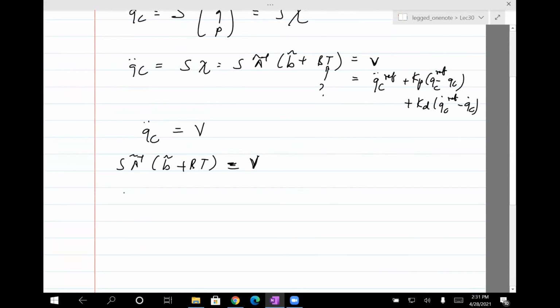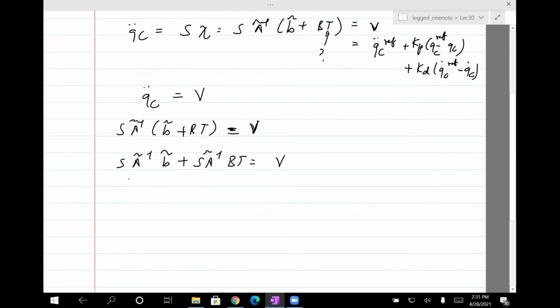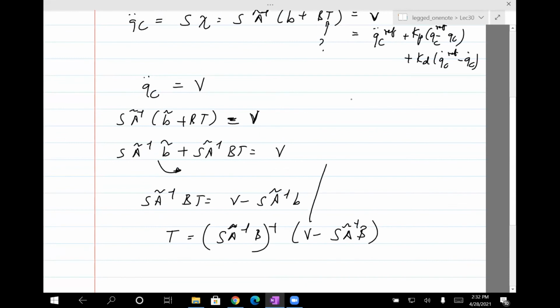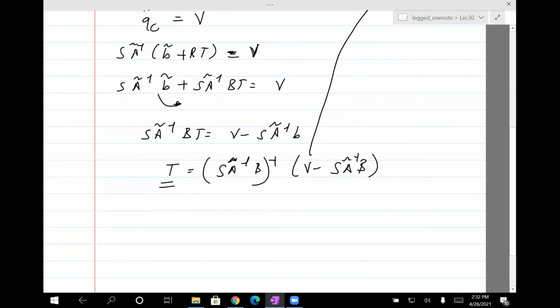And then what we need to do is expand this out. So then we can move this to the left. So we have S A tilde inverse BT equals V minus S A inverse B tilde. And then T is S A tilde inverse B inverse V minus S A tilde inverse B tilde. And this V is right here. Okay, so that is the torque which goes into the motor, which basically gives me partial feedback linearization.